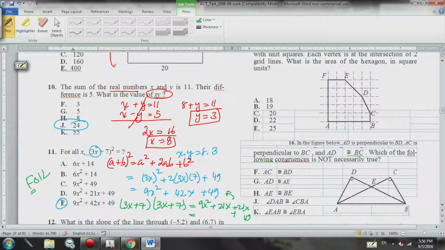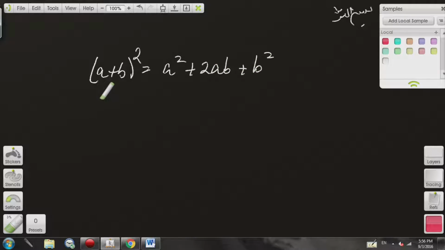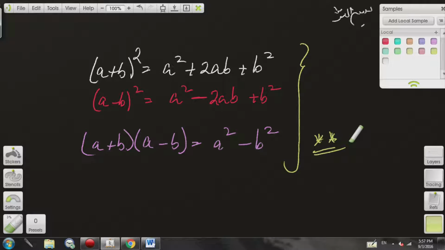Okay, so you got to know this. Now, just as a review, (a plus b) squared is a squared plus 2ab plus b squared. And then if you have (a minus b) squared, that's a squared minus 2ab plus b squared. And then finally, the other special case is (a plus b) times (a minus b), and that is a squared minus b squared. These are just things that you got to know. Very important, okay? And you have to be able to use these.